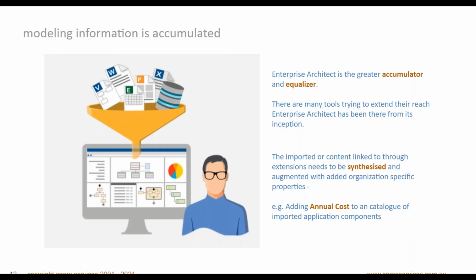Enterprise Architect is the great accumulator and equalizer, and you can see here all sorts of things that can go into the repository, and a better position to be in here. Obviously, there are some other tools like Jira and SharePoint that have their purpose, and we're not saying that those things should be incorporated into the repository, but they can be linked to through the extensions. But this imported content needs to be synthesized, and the elements that are brought into the repository from the extensions, the Jira stories, the SharePoint documents, they all need to be synthesized. And adding things like annual cost to a catalog of imported application components is quite a typical thing that people want to do.